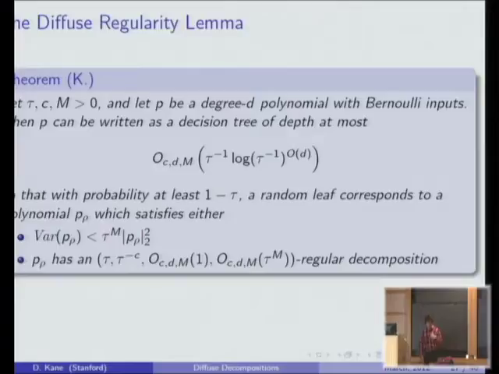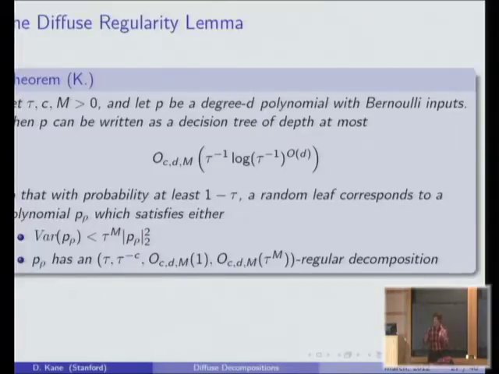Okay, now, of course, in order for this invariance principle to work, we need to have regular decompositions. And since it wasn't obvious originally that diffuse decompositions existed, it's not clear that regular decompositions exist. This would be pretty useless without a regularity lemma, which fortunately we have. Again, we fix some parameters tau, c, and m. We have a degree d multilinear polynomial p that we want to evaluate at Bernoulli inputs.